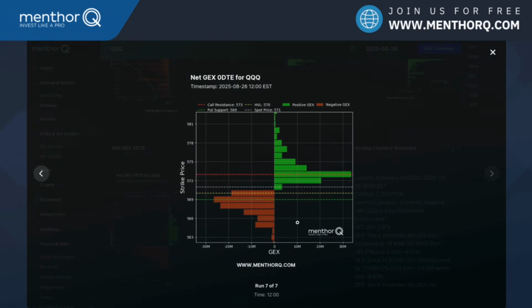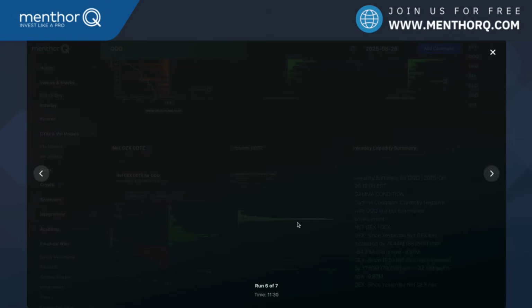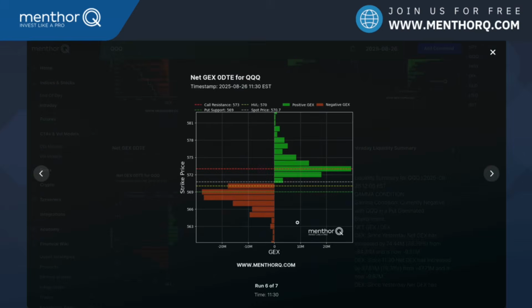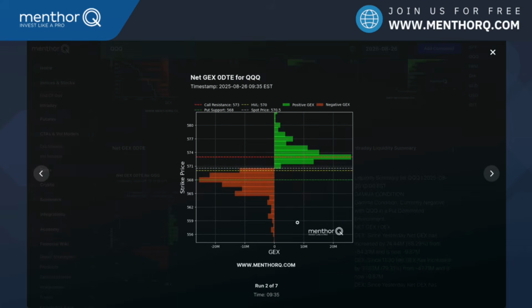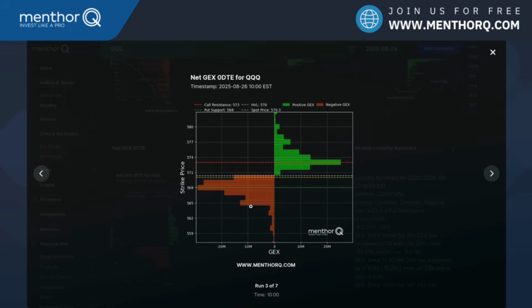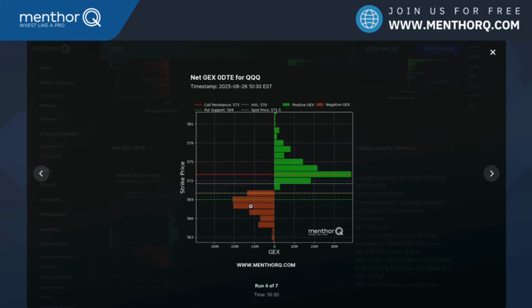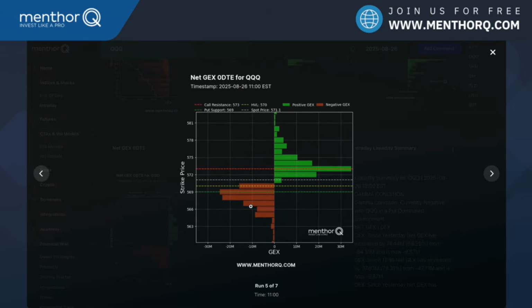The other cool feature that we have is you can use the arrows back and forth to replay the situation since the beginning of the day. So we can see, for example, at 9:35 at the open, our net gamma exposure chart had a lot of negative positioning here, more negative positioning, and suddenly you start seeing an increase of potentially positive positioning.